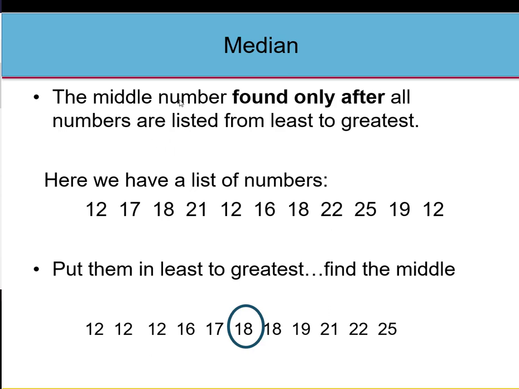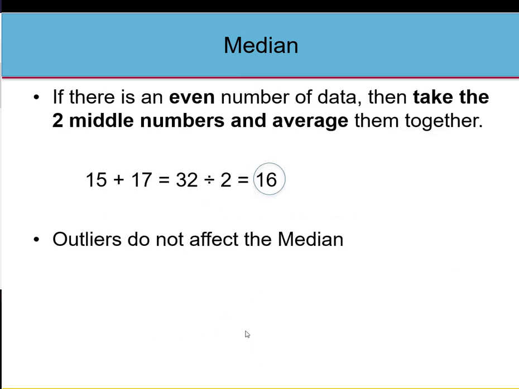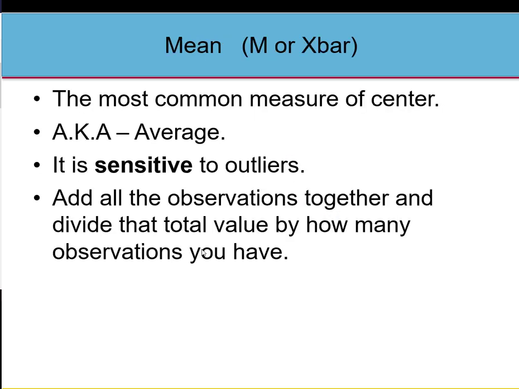The median is the middle number found only after numbers are listed from least to greatest. So here we have a list of numbers. If I put them in order, I can see I have 5 numbers on this side, 5 numbers on this side, so the number in the middle is the median. If there's an even number of data, then you take the 2 middle numbers and take the average of them. Outliers do not affect the median.